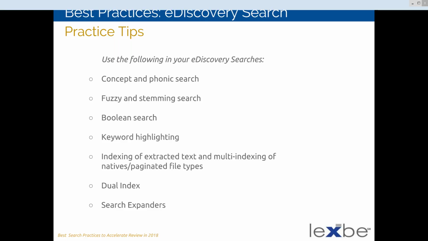By doing this and focusing on your keyword-based responsive and privilege review, you should be able to get through a lot of documents quickly and efficiently. And again, accuracy is the most important thing here. And if you do these steps the way that we've described, you'll find that you'll be saving yourself a lot of time and your clients a lot of money, which they always like.